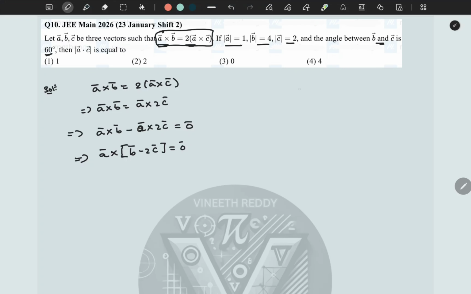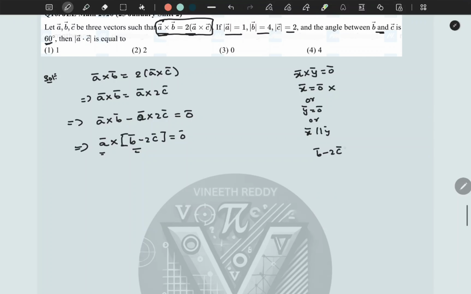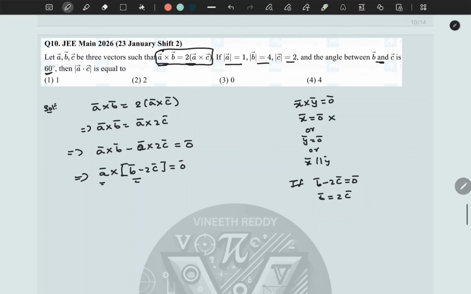In one of the previous videos also we discussed this, dear students: if x cross y is a null vector, either x is a null vector or y is a null vector or x will be parallel to y. So is A a null vector? Answer is no, magnitude of A is 1, so this is ruled out. Is B minus 2C a null vector? That means B will be equal to 2C. So this is false. Why? Because the angle between B and C is 60 degrees, and this says the angle between B and C is either 0 or 180. So this is also false.